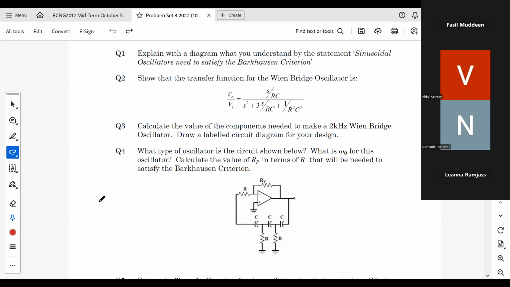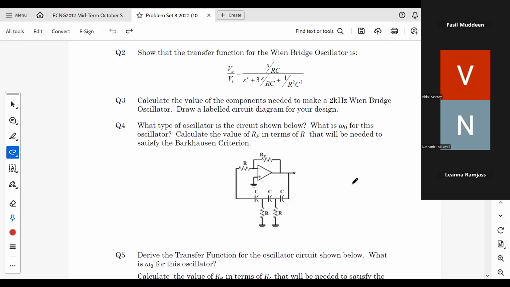Okay. Question 4 is a phase. Well, we did 2 networks. We did a phase lead and we did a phase lag, right? So check the notes to see which one is which one here, right? The difference between the phase lead and the phase lag is that the resistances and capacitors swap place.